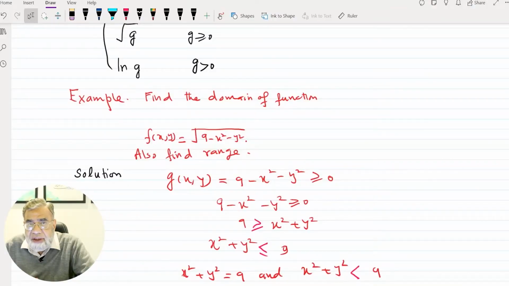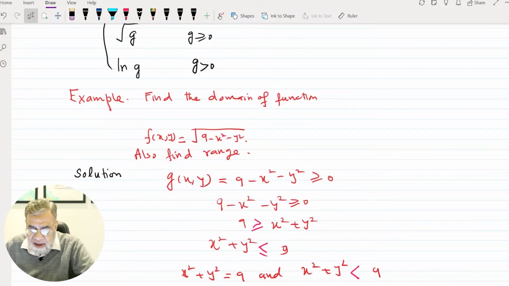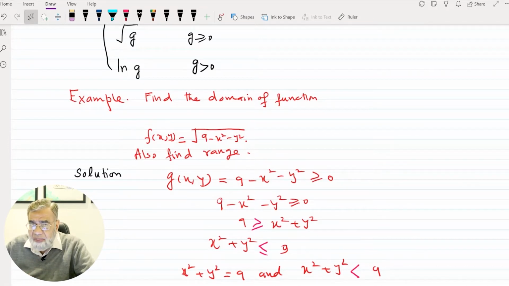In this example, we're going to discuss the domain of the function. The function given to us is f(x, y) equals the root of 9 minus x squared minus y squared. As I've seen above, when you have a function under the root sign, that function must be bigger than or equal to 0, because the root of a negative number will be a complex number, and that's not a real number. So we say the function is not defined. It's defined only when this is bigger than or equal to 0.